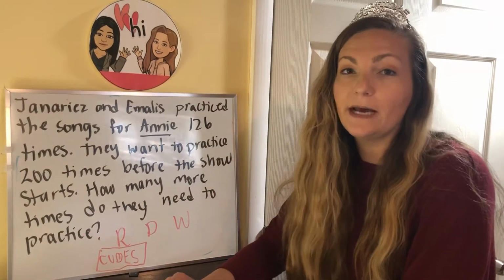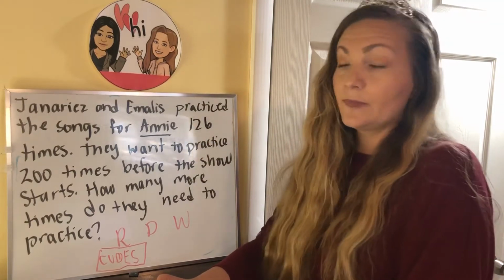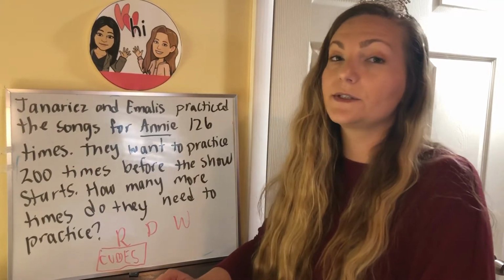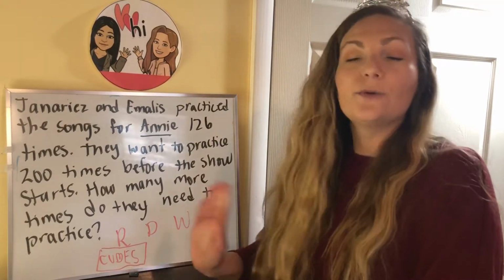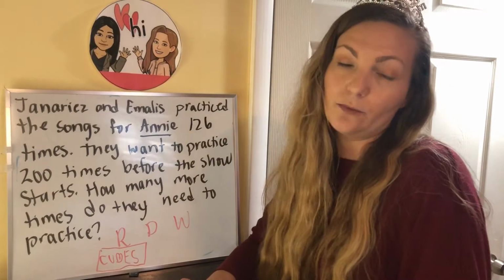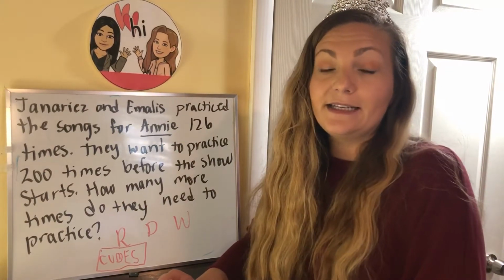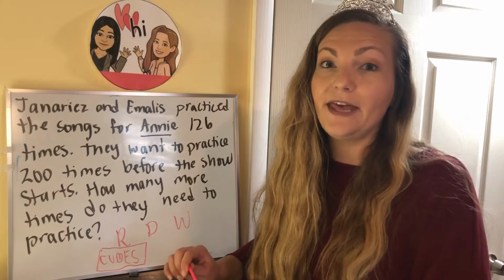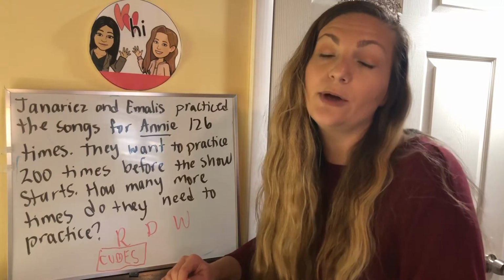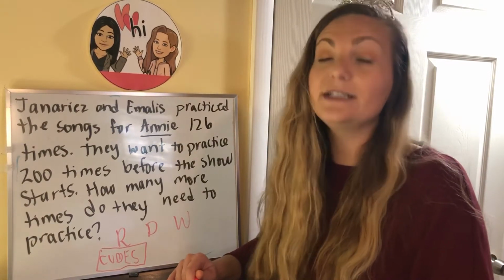Now that we've heard it one time, we want to stop and think and ask ourselves, what is this story problem about? Who is it about? What's happening? And we'll try and just say the story again in our own words. So without looking at it, I'm going to try and summarize, and that means just retell the story without looking, without using the same words. So this story is about Janariez and Emalis practicing for the Annie play, and they've been practicing the songs a lot, but they want to practice more. So we're trying to find out how many more times they need to practice before the show starts.